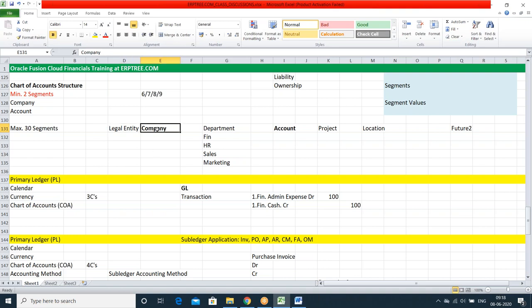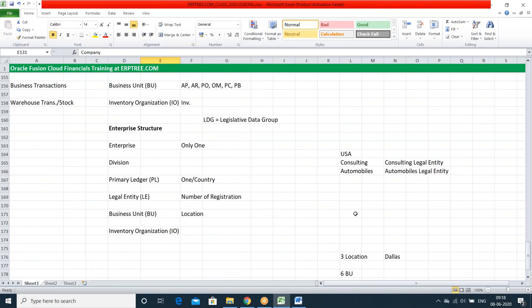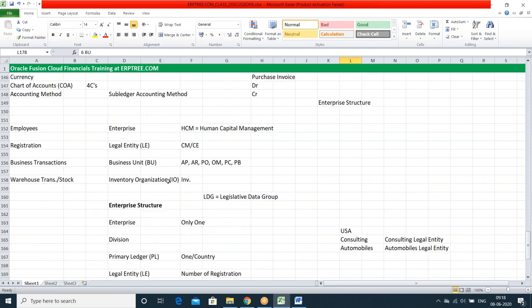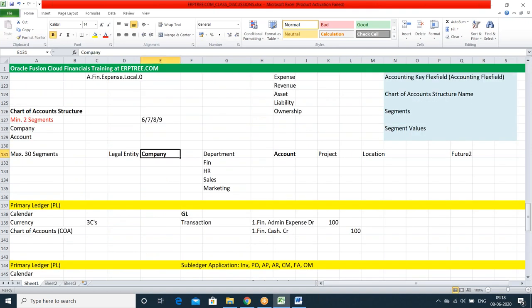Ideally, the best practice is company. Based on the branches, we create the legal entities. So that level only they have to choose. If they are choosing company as the primary tracking of the information, the legal entity is not required. Automatically, the system can capture the legal entity for each and every business unit. But still, if some client requires, we can use the legal entity as one of the segments.